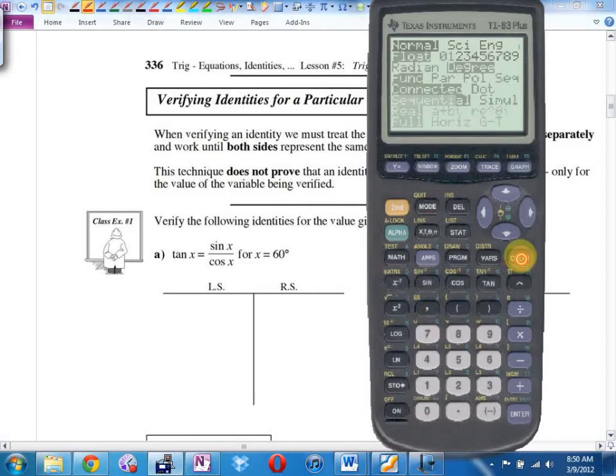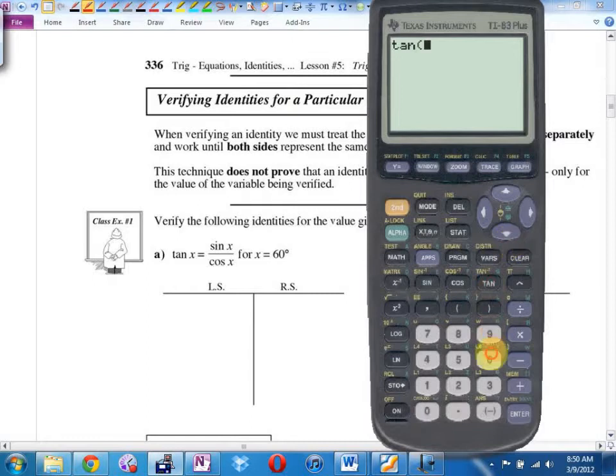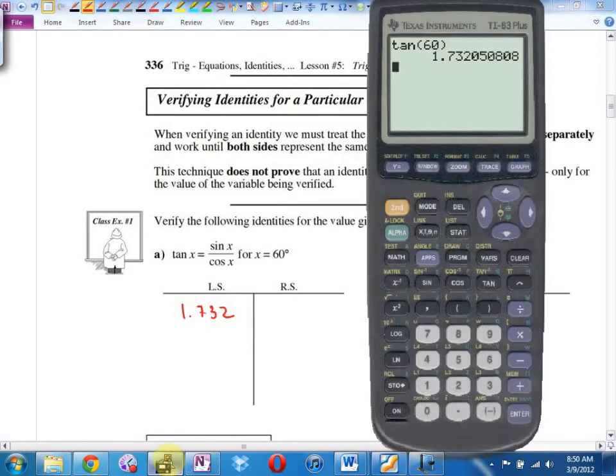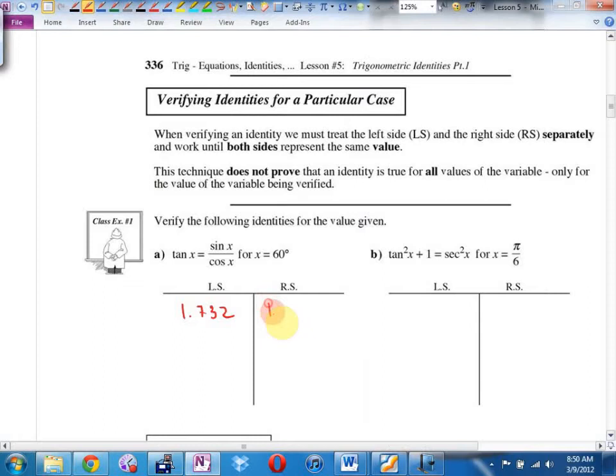Oh, mine already is. And find the tan of 60. You get 1.732. Now go sine 60 divided by cos 60. Sine 60 divided by cos 60. Do you also get 1.732? So I think they're the same.